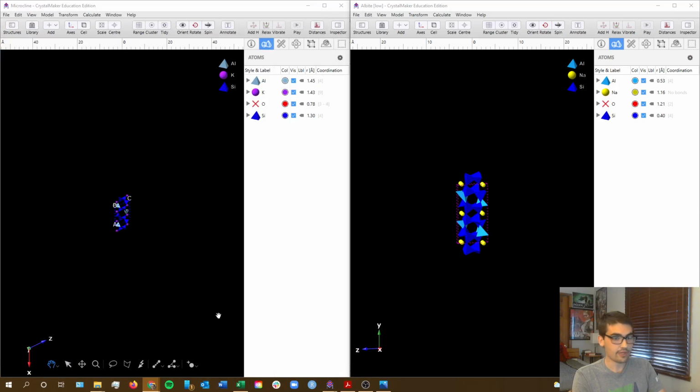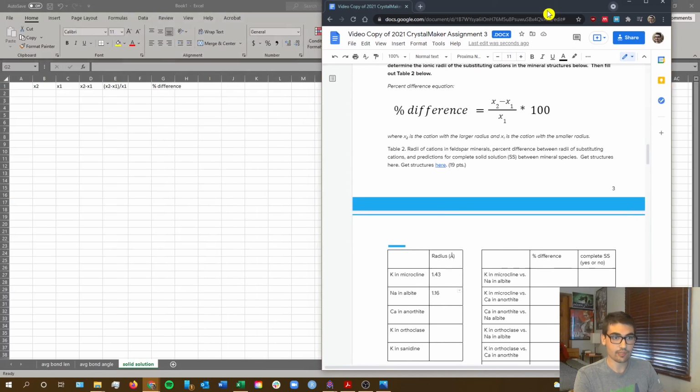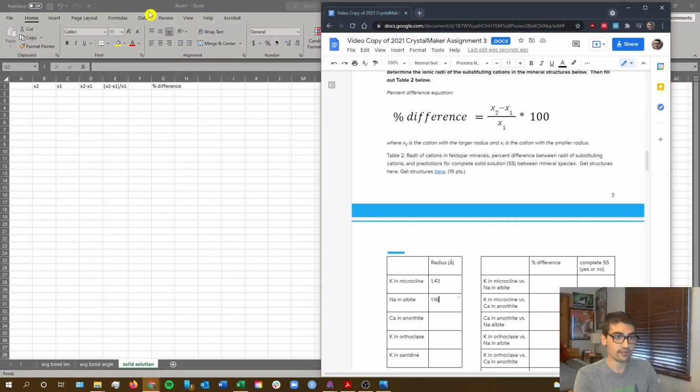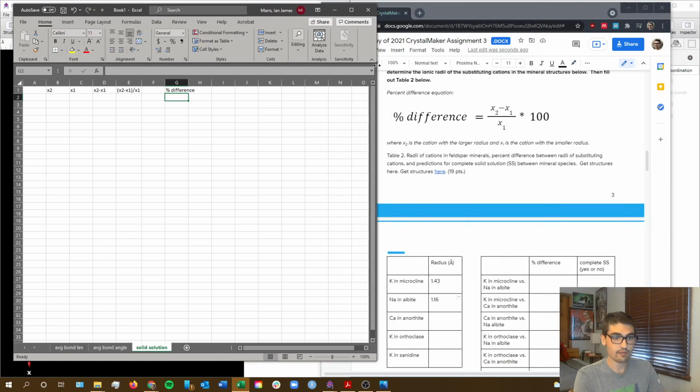As in the last video, I like to use Excel just for easy calculations. I have a column for x2, x1, then a column for x2 minus x1, then another column for x2 minus x1 all divided by x1, and then a column where I'm going to calculate the percent difference. That's just to make things easier, not having to use a bunch of parentheses in the tiny little Excel boxes. Okay? So I'm just going to readjust my windows here so that I can see everything. So x2, the larger radius, is 1.43. The smaller radius is 1.16.